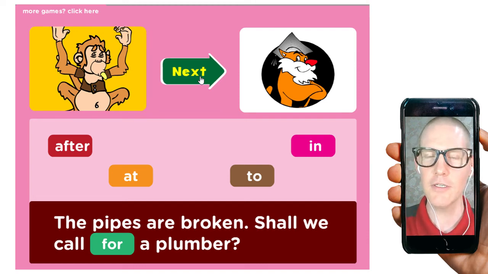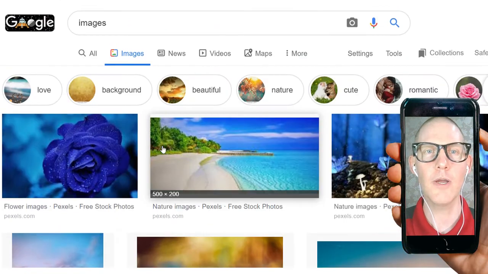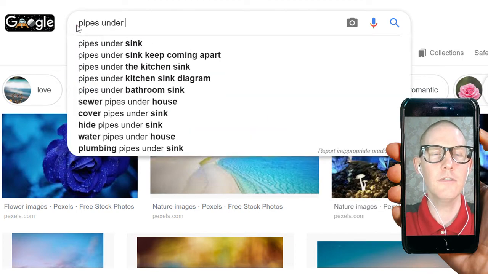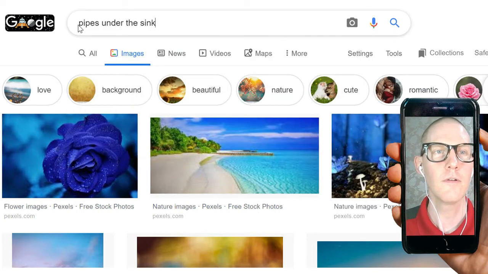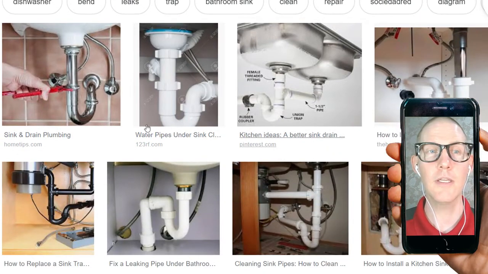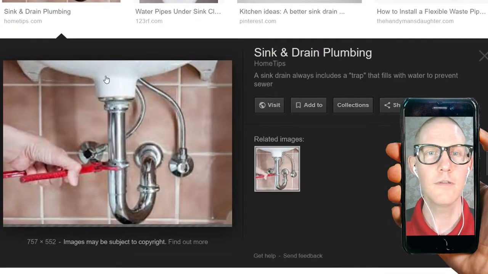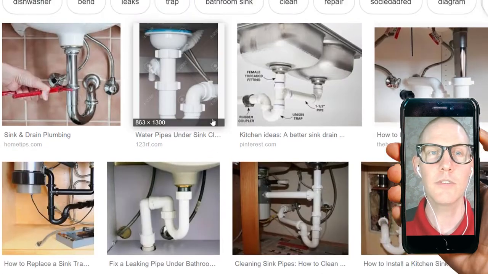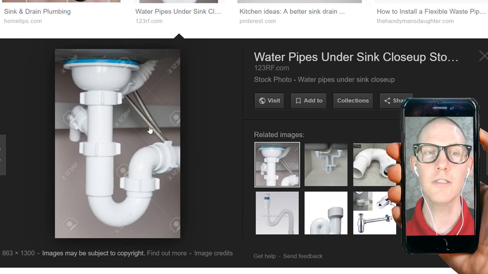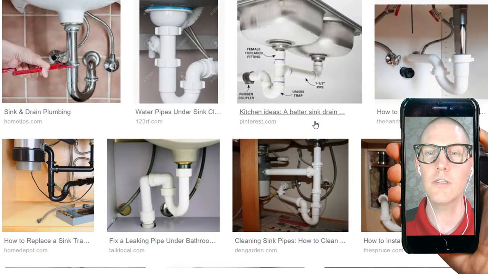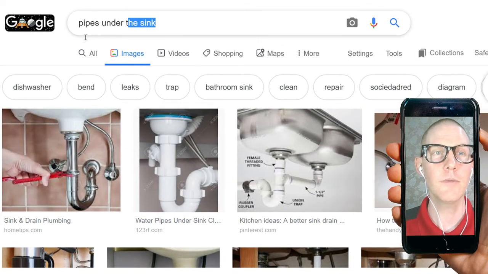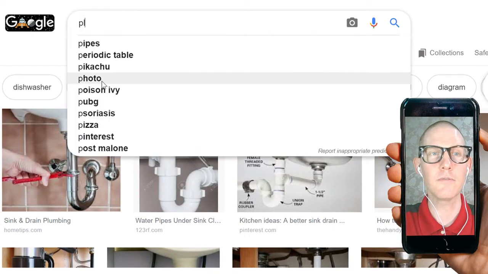Right, and let's take a look at some pictures and make sure that we understand what pipes we're talking about, right? So we could say pipes under the sink. It could be something like this. Maybe they are metal pipes or steel or stainless steel pipes. But it's also common sometimes to have plastic, right? But either way, in the situation, the pipes were broken. And a plumber is a person who works with this kind of stuff.